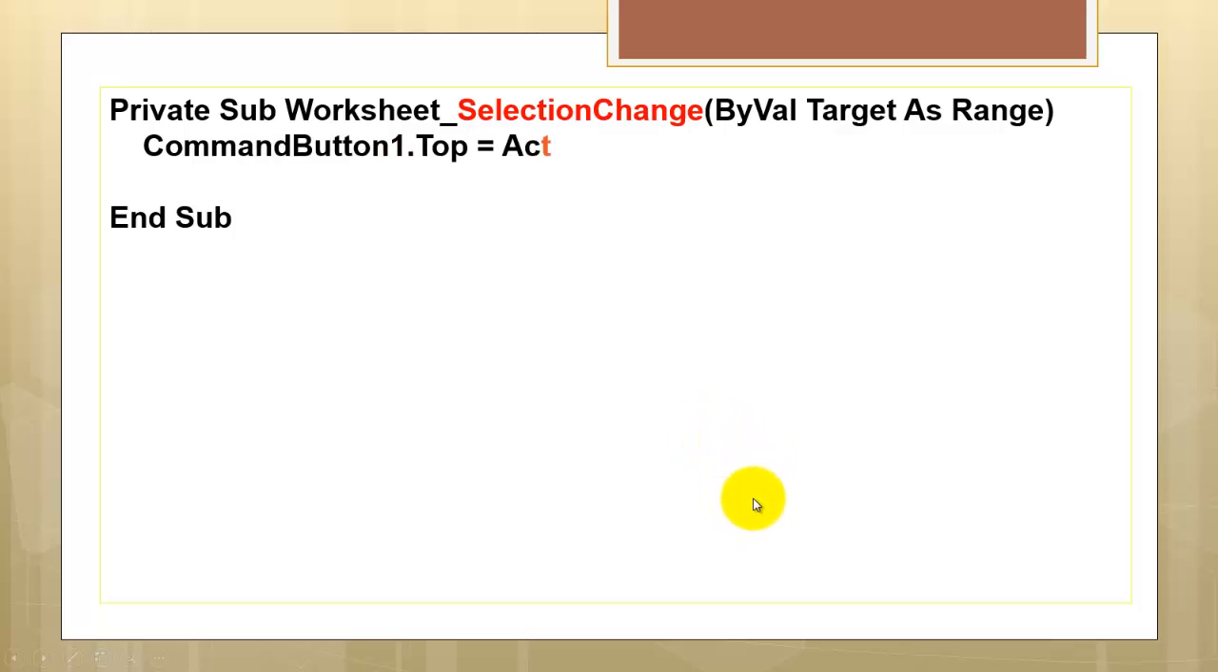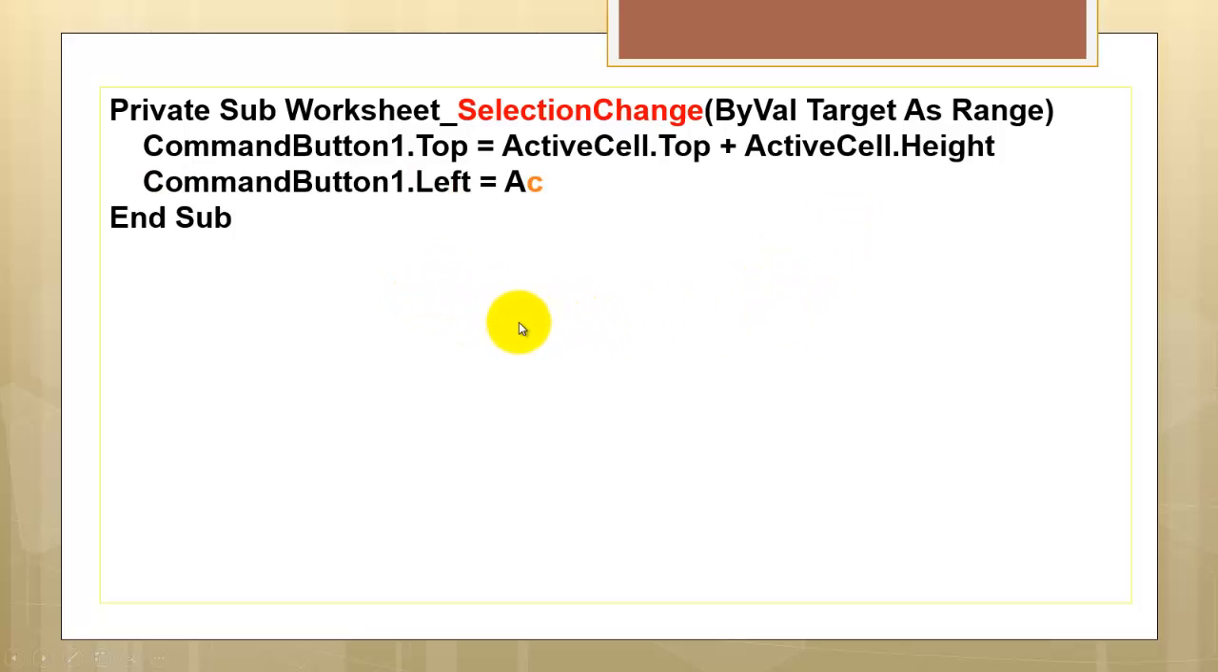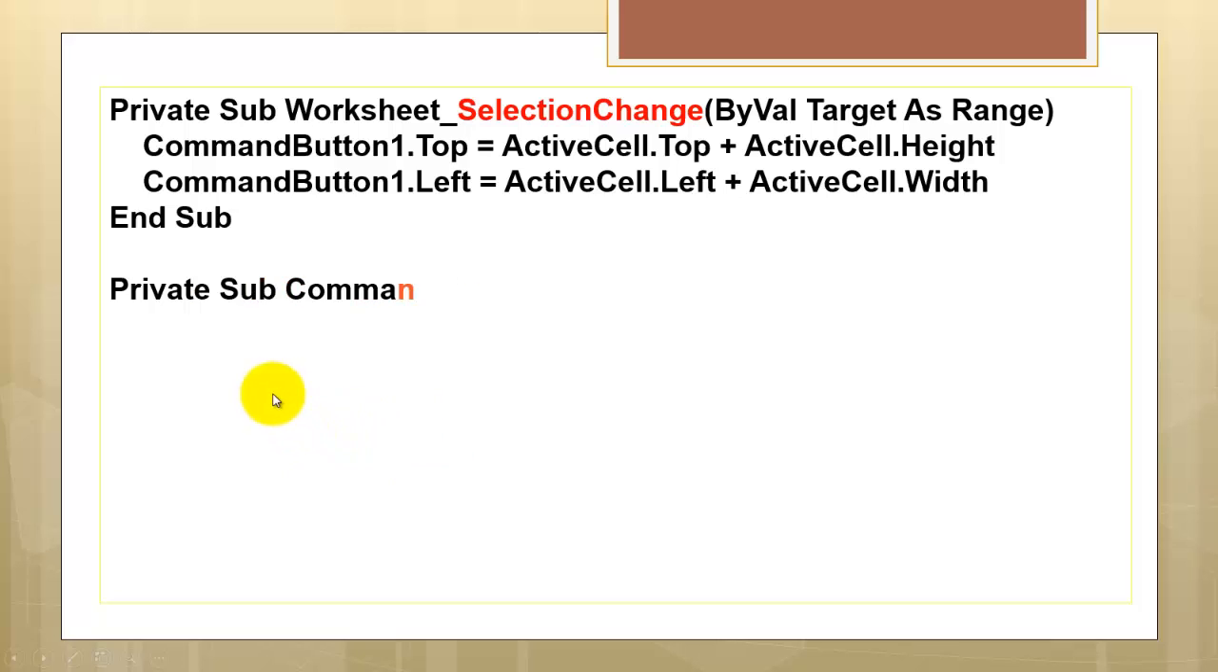So I need a selection change event again, because I want to make sure that the command button follows me where I go. So the top of the command button is the same as the top of the active cell plus the height of the cell, so it's going to be below the active cell. And it has to be to the right of the active cell, so its left should be the left of the active cell plus the width of the active cell.